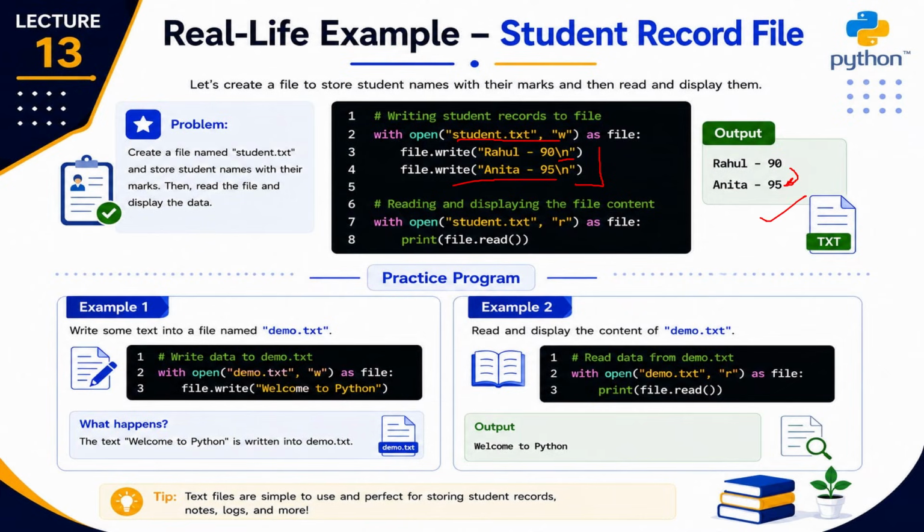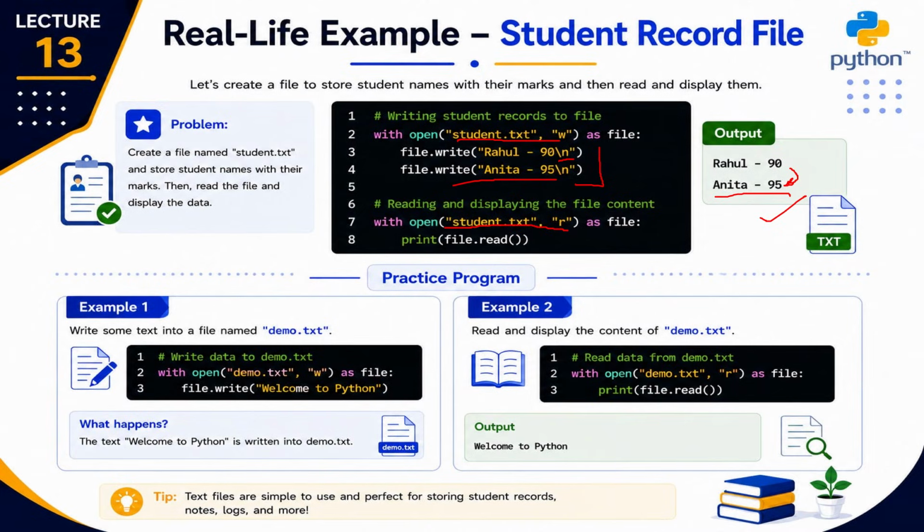Now we want to read and display these records. For that we open the same file using R mode. You can see the same file is used, but this time R mode is used. The read method reads the complete content of the file and print displays it on the screen. So our output will be Rahul 90 marks and Anita 95 marks. This is a simple example, but the same concept can be used in real applications to store student records, employee information, logs, notes, and other data.